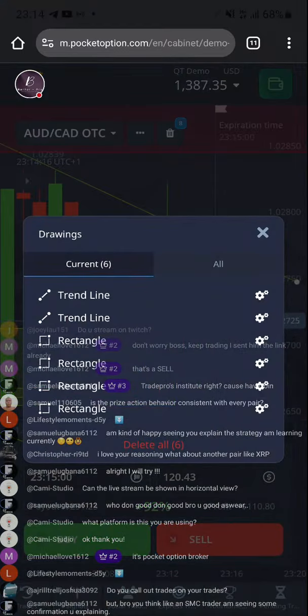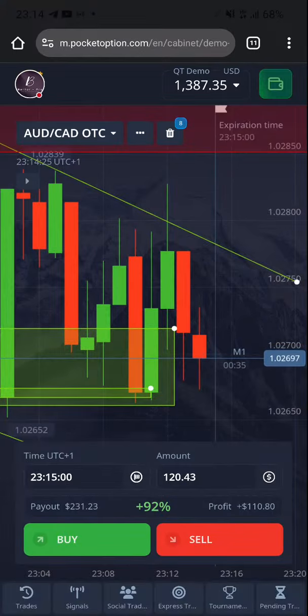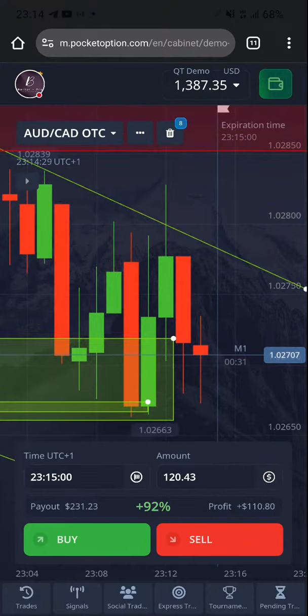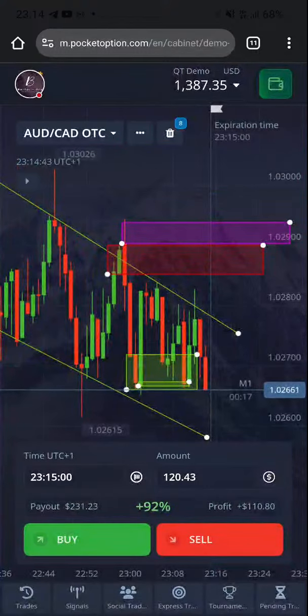Immediately you see, bro, you think like an SMC trader. I'm seeing some confirmation. Exactly. No, definitely. I told you I study SMC traders too, just to have a broad idea. So look at this. If price comes to this round number, you take a trade to the downside, then it increases your probability of winning the trade.